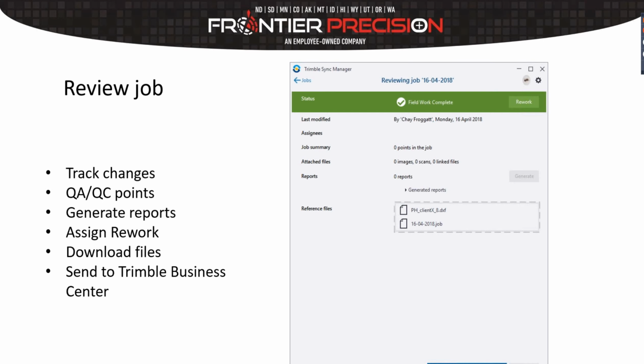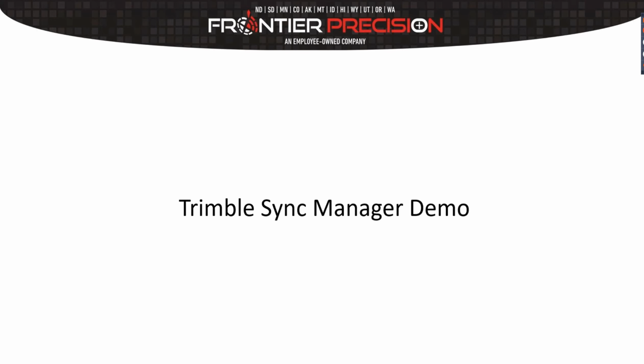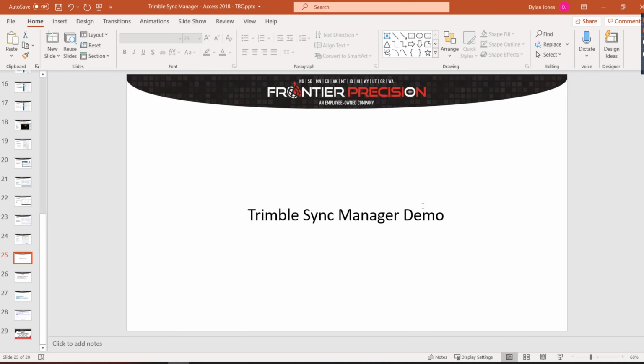When we get back to the office, or if there's an office person specifically assigned, that person will be able to track the changes, QA, QC points, and generate reports. You can assign some additional tasks, which is what the rework button is for, and download the files locally to the machine or the server, wherever that's going to end up resting at the end. And then we can also import the data to Trimble Business Center from this page. So that's just a brief overview of what the Sync Manager and Trimble Access process is like.